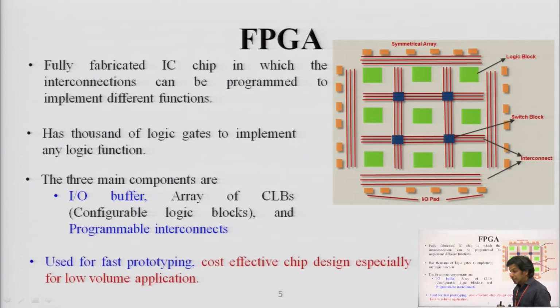So, this kind of prototype like FPGA, which is a fully fabricated IC chip, can be used to design a faster prototype which is cost effective, especially for low volume applications. Like if someone wants to have an outcome and wants to check whether they are getting a proper output or not, you can design that with the help of FPGA. Clear. We will also see what kind of steps we are following, how we are going from design to output.